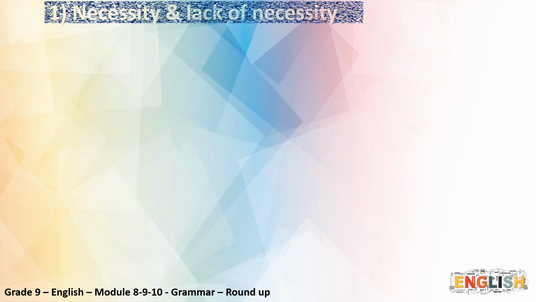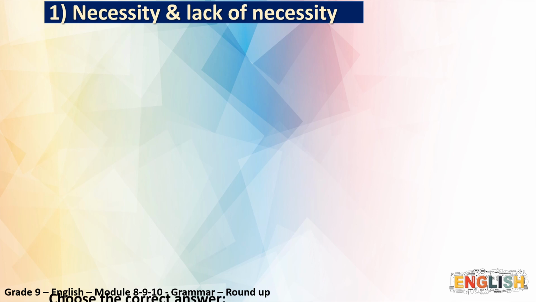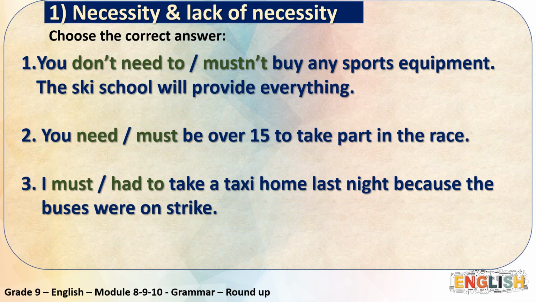Let's begin now with rule number 1, necessity and lack of necessity. For necessity we use must, have to and need to in present, while we use had to in the past. And for lack of necessity, we use don't have to, don't need to, and needn't. So let's now choose the correct answer in the following sentences.